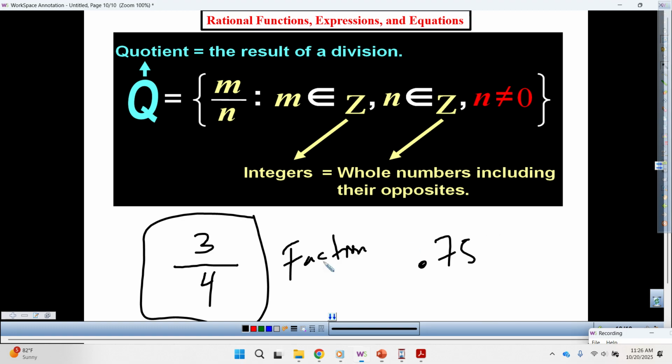I did that on purpose, to see if you were paying attention. Fraction.